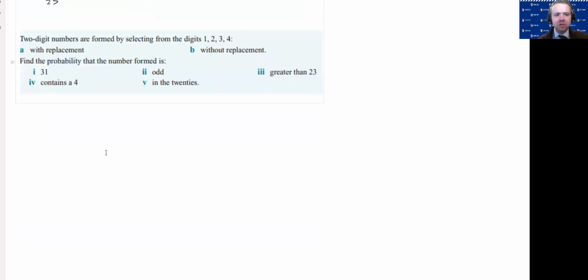For this second example question, we've got 2-digit numbers that we're forming from the digits 1, 2, 3, and 4. So we're going to find the probability that the number formed is a certain thing. For part A, we're doing it with replacement. That means if you pick a number, you can pick that same number again. So for this one, the probability of getting a 3 is 1 out of 4, and then the probability of getting a 1 the second time is 1 out of 4 as well. So the total probability is going to be 1 out of 16.